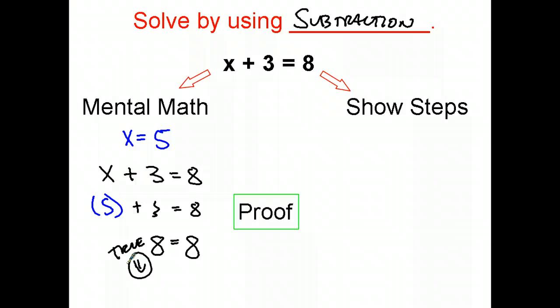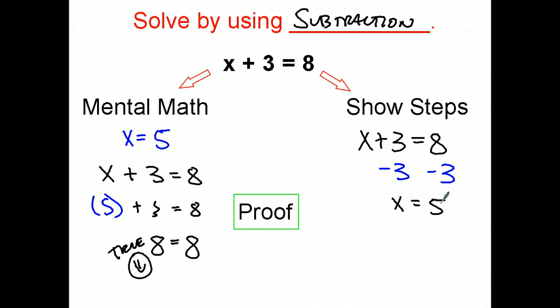So that's using mental math, which in most cases is just making a very educated guess. Now this time we're going to look at how I solve the exact same equation using subtraction. So we start out, and every time we do an equation we write down the original equation, and then we show our steps. So in this case, I'm going to want to get rid of the 3 over here to isolate my variable, or get it by itself. So we're going to take away 3 from both sides. And in doing so, we're going to get x equals 5.